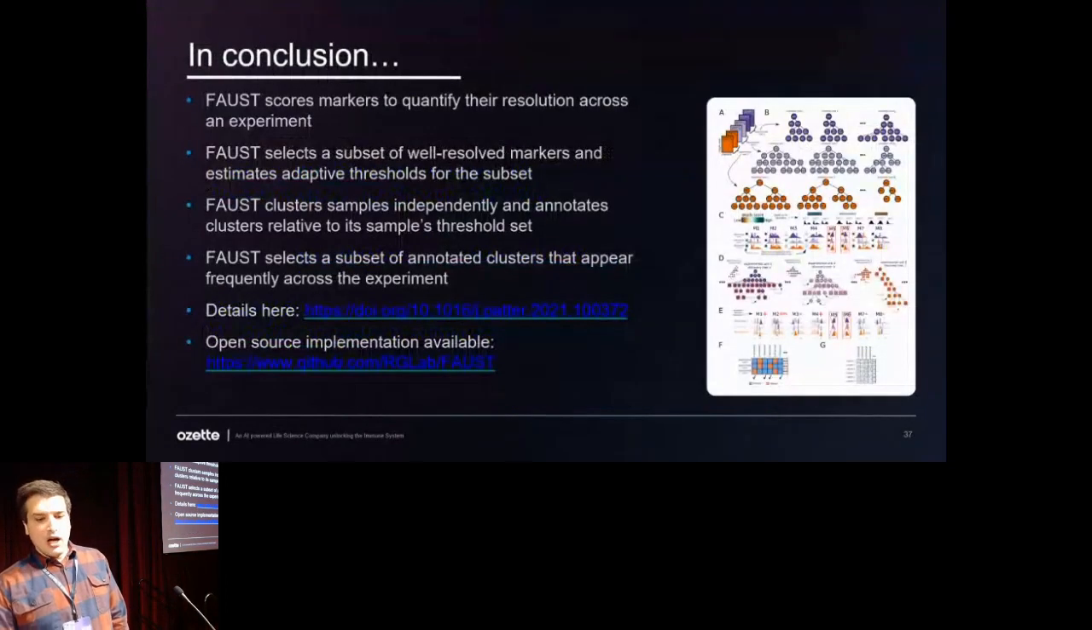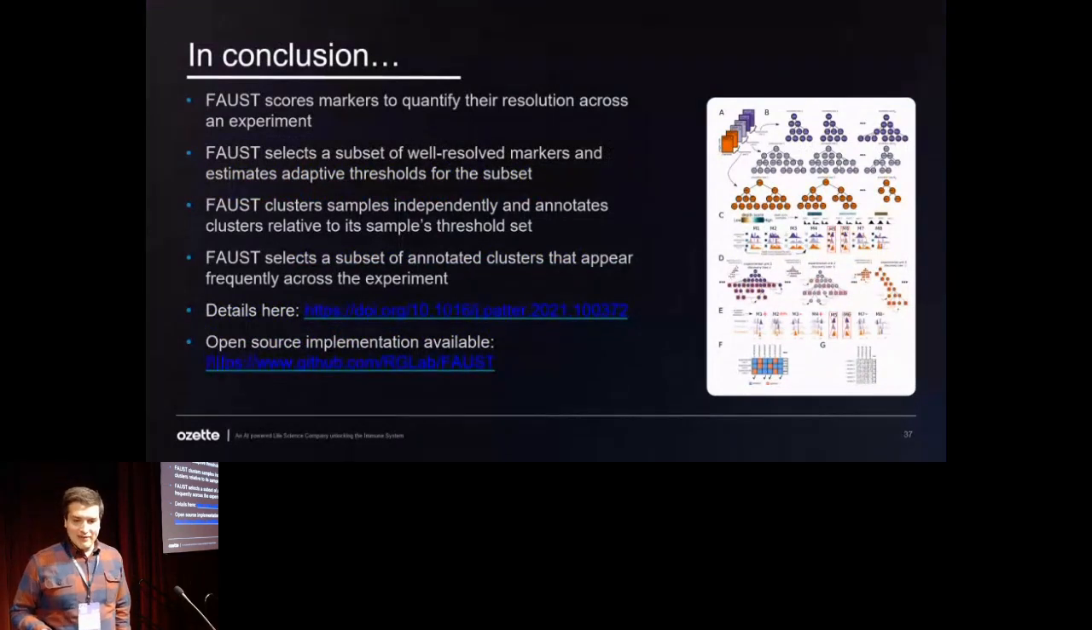So in conclusion, Faust is a method combining algorithms for marker scoring, selection, clustering, and feature selection that can be used to discover and annotate phenotypes in high-dimensional cytometry data.